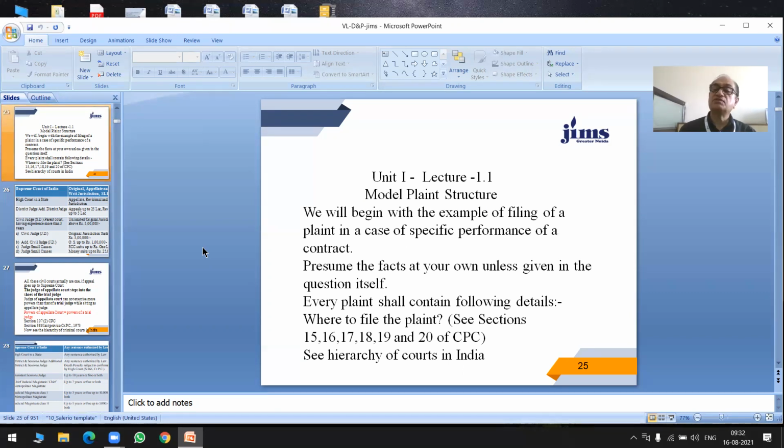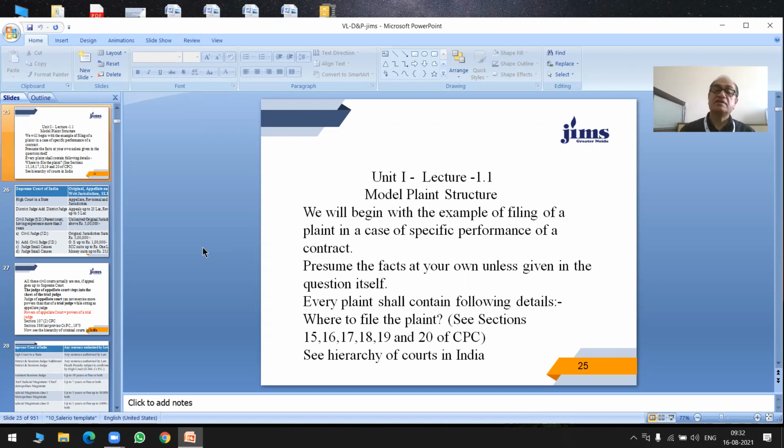So all these facts, you see, if there is a question in the examination to draft a plaint on behalf of a purchaser against the builder for specific performance of the contract and no other facts are given in the question paper, then you are to presume facts on your own unless they are given in the question paper. The question paper cannot be so long. You will find the question is a one-liner or two-liner. So if you remember the facts which I gave you, very easily you can draft a plaint.